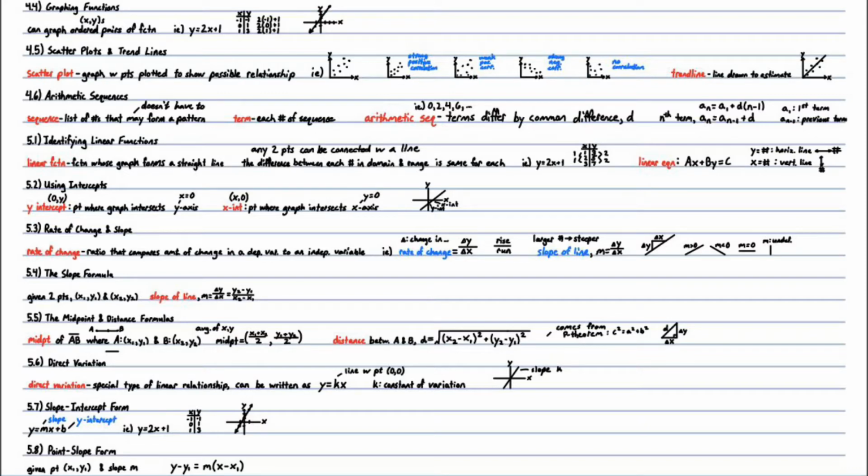Rate of change and slope. A rate of change is a ratio that compares the amount of change in a dependent variable to the change in an independent variable, i.e., change in y divided by change in x. Slope of a line: m equals change in y divided by change in x. Positive slope, negative slope, zero slope, undefined slope.